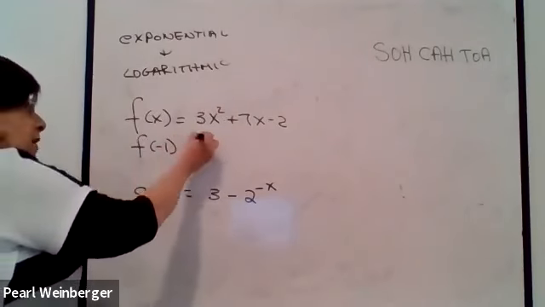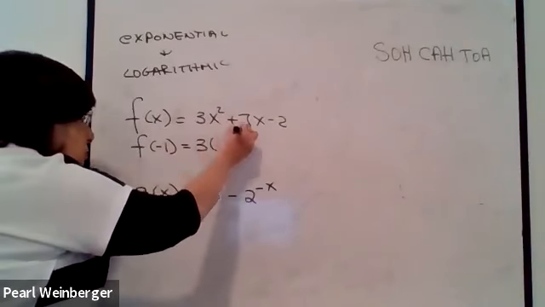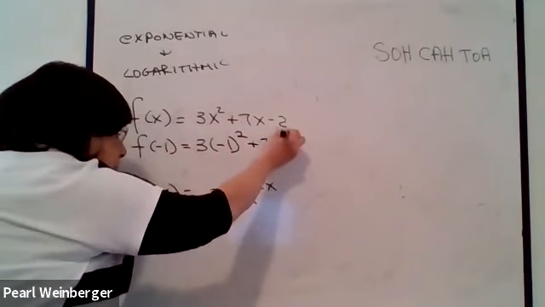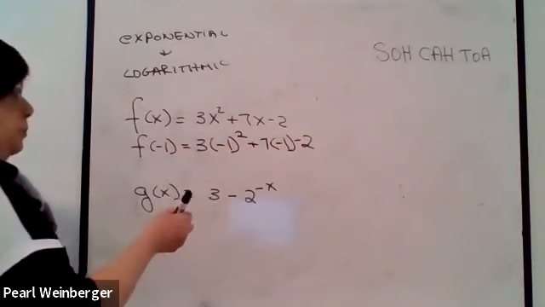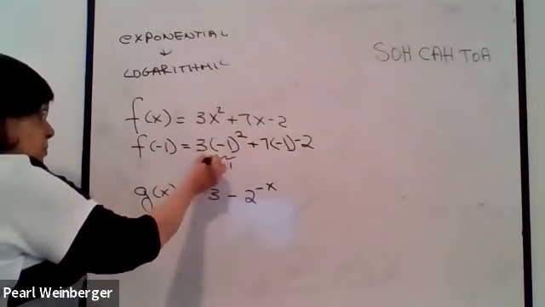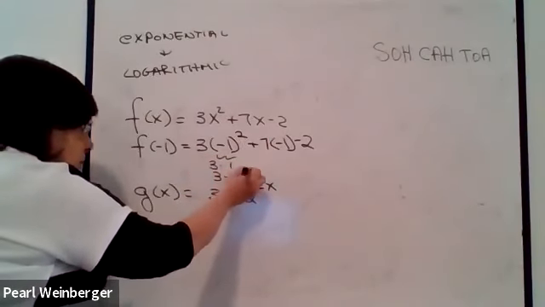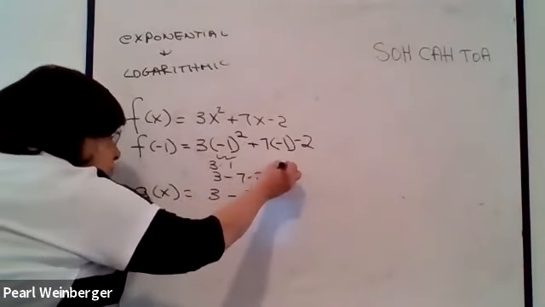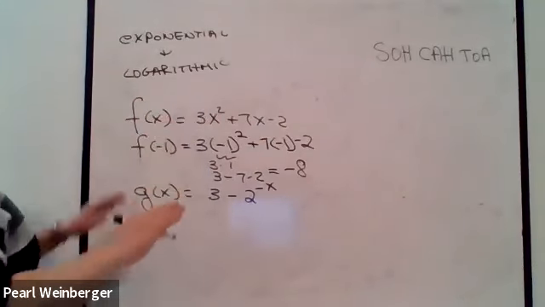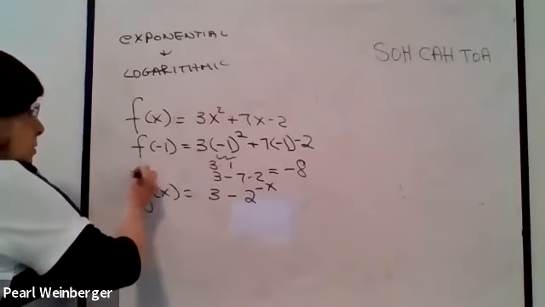If I want to do f of negative 1, I'm replacing the x, the base, by negative 1. So this would be 3 times negative 1 squared plus 7 times negative 1 minus 2. And negative 1 squared, of course, is 1. Remember, we do the exponent first. So this is 3 times 1, which is 3, minus 7 minus 2. So the final answer on this was negative 8. This is a regular polynomial function. We've done these things. We've done f of -1, etc. Look at function g.